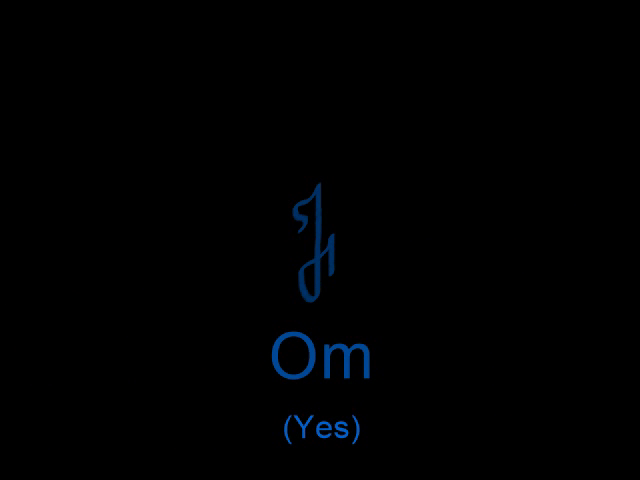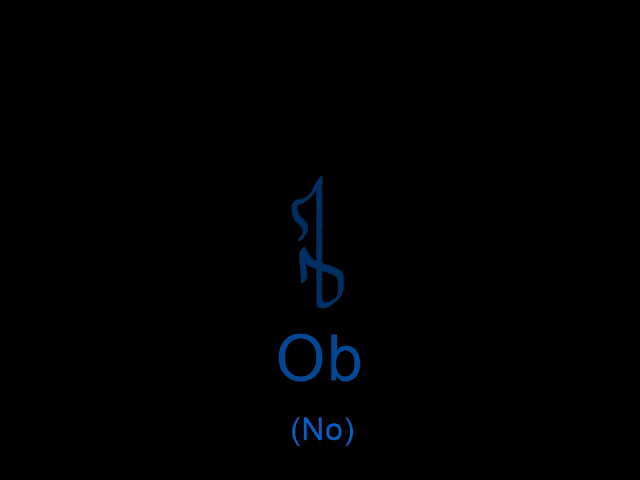After os is the letter om. This has a meaning of yes and is used as an assertion, confirmation, and agreement. Following om is o. This has a meaning of no and is used as a denial, limitation, and refusal.